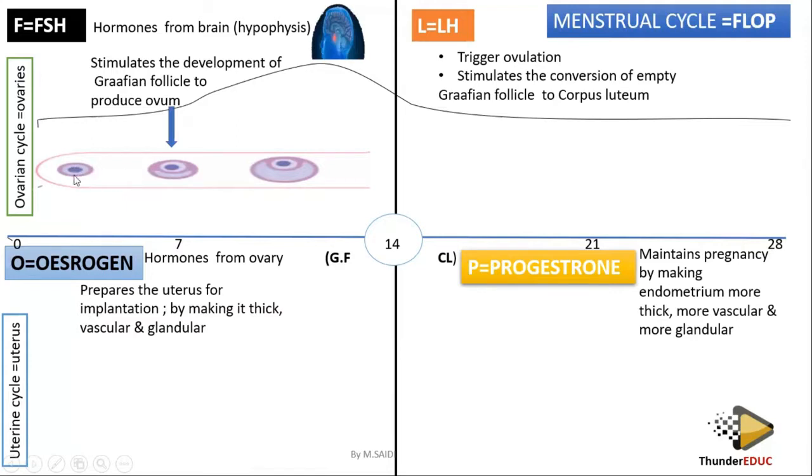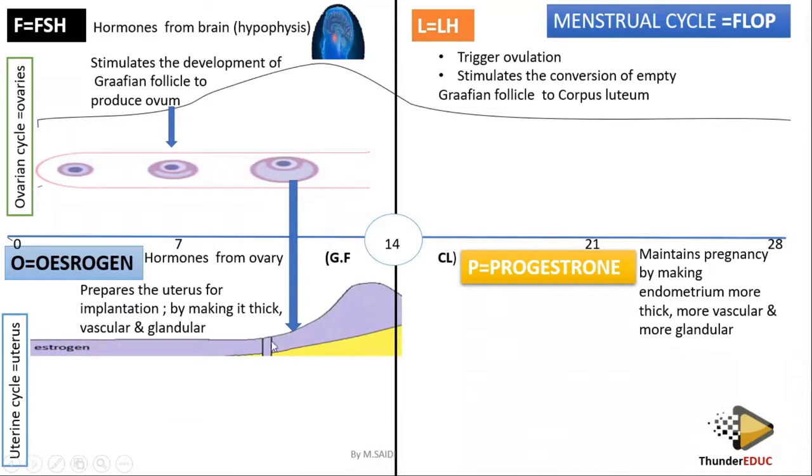Before it increased, the Graafian follicle was almost the same. So now the Graafian follicle starts to increase. Why? Because follicle stimulating hormone has been increased. When it increases, it stimulates the development of the Graafian follicle. Remember we said that the Graafian follicle is very important. So what is the function of the Graafian follicle? Yes, the ovum is there developing, but it does not stop there. When the Graafian follicle develops, it produces estrogen.